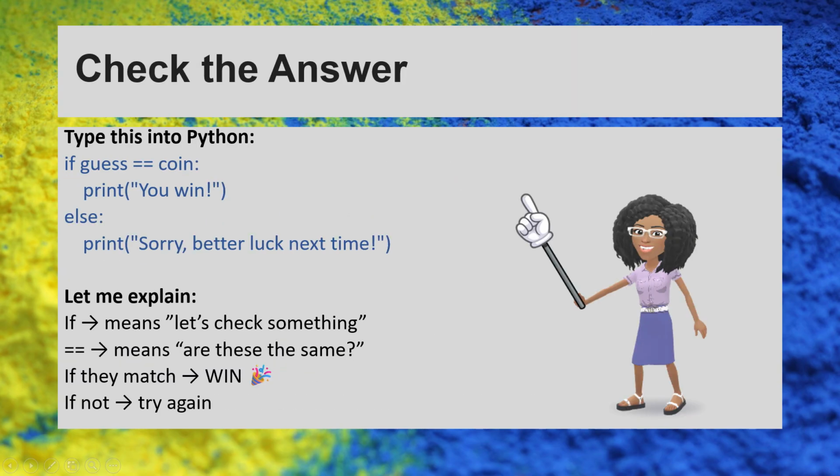Check the answer. Type this code into Python. You can pause the video again while you type. Let me explain. If means let's check something. The two equal signs mean are these the same? If they match, you win. If not, you have to try again.